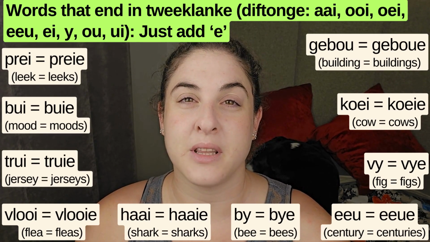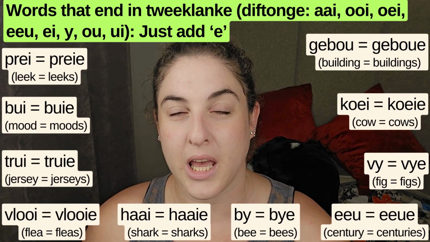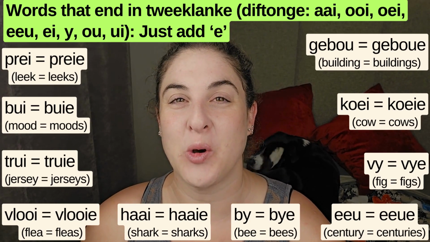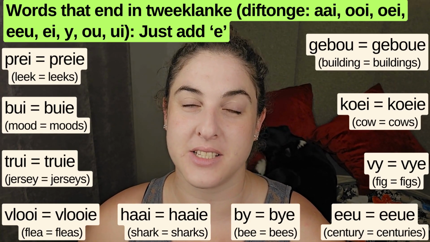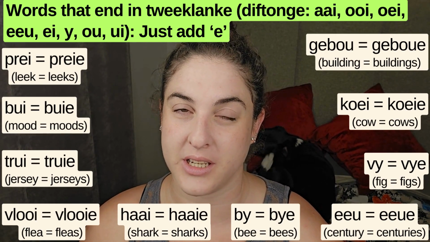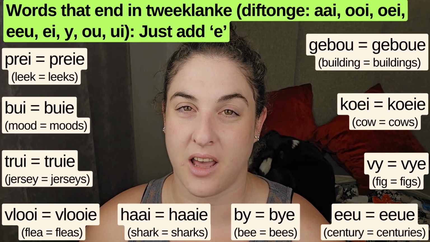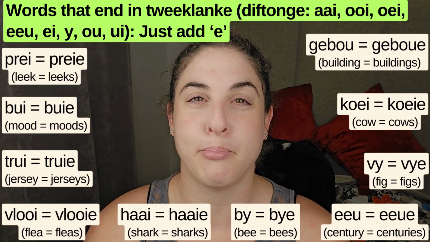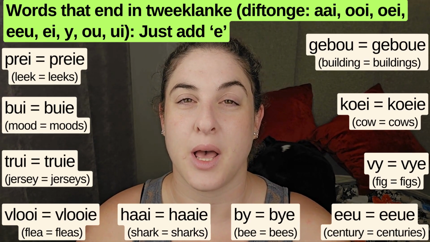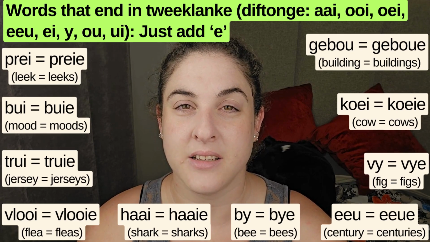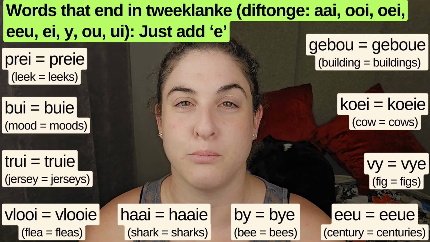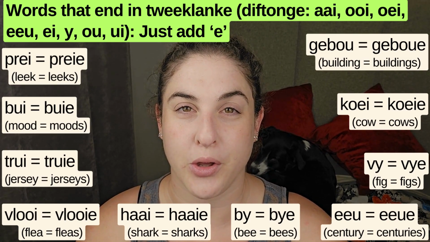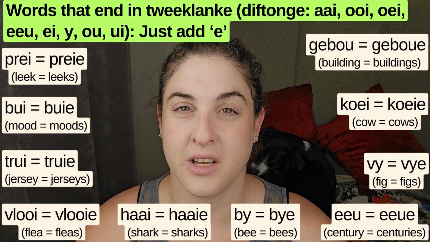Now the tweeklanke I've given them here are and oi and oei and u and a and the other a and o and oi. And in these cases, if the word ends in one of these, then you just add e to form the plural. Let's look at some examples. We have prei, and the plural is preie. That's leek and leeks. Then we have bui, buie, mood, moods, trui, truie, jersey, jerseys.